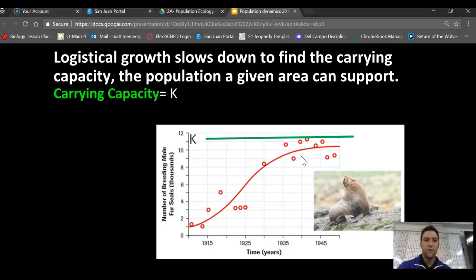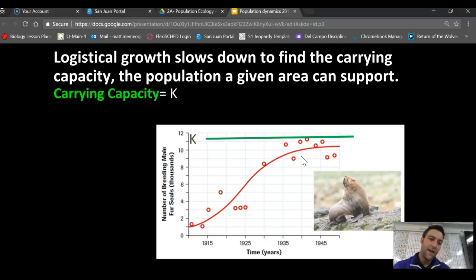Okay, and when we look at logistical growth, one thing that we can see from the graph like this is we can predict what's called the carrying capacity. Okay, so carrying capacity is the number of individuals that can be supported by a given area. So if we look at this fur seal population, we can predict where the K value is, or our carrying capacity is, on the graph by noticing where it starts to level off or stabilize. Okay, and it's shown on the graph there as K.